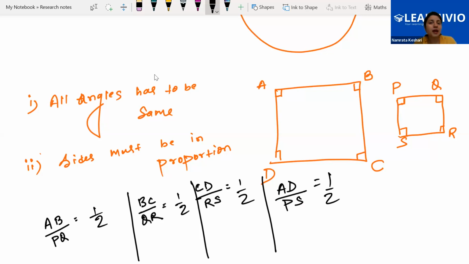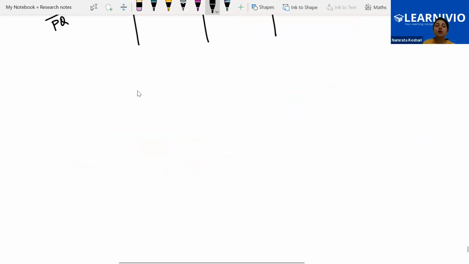So the side length doesn't matter, but the sides have to be in proportion with each other. It is not that you decrease one of the sides by half and the other side you just decrease by 1/4. If that is the case, then it is not a similar figure. There are two most important criteria to be similar shapes. You cannot say any two shapes are similar shapes.